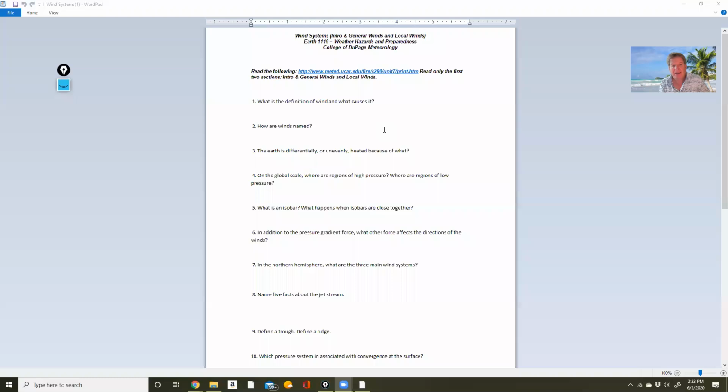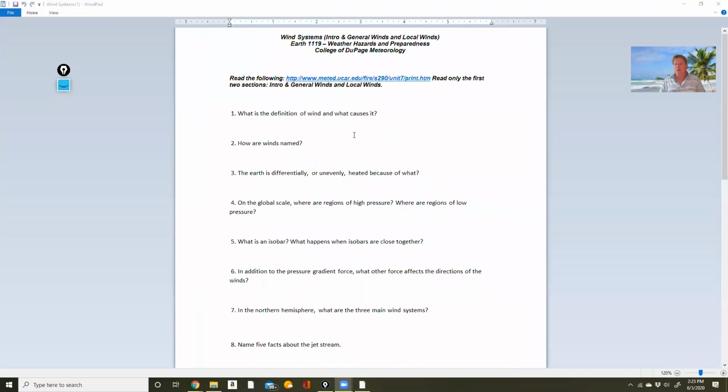Okay, continuing. I wanted to open up this document, so I'm going to go back to sharing the screen. And this is our wind systems worksheet. So if we know the definition of wind and what causes it, you should know this. I'm not going to go through everything. How are winds named? The Earth is differentially or unevenly heated because of what?